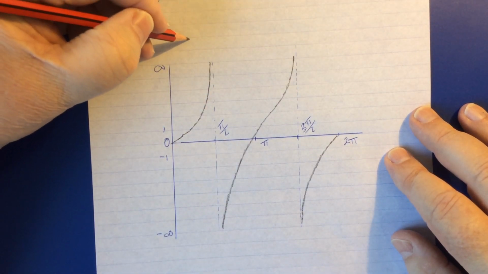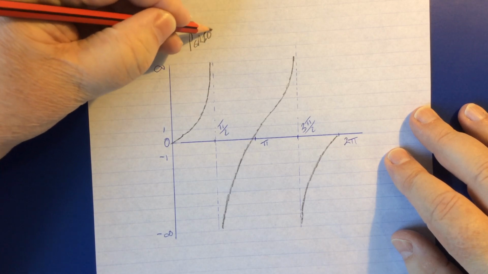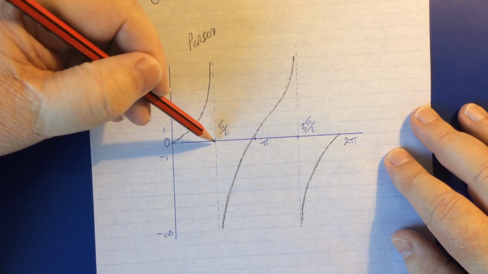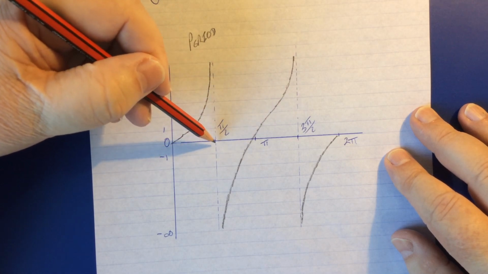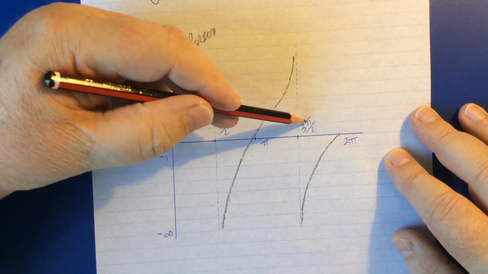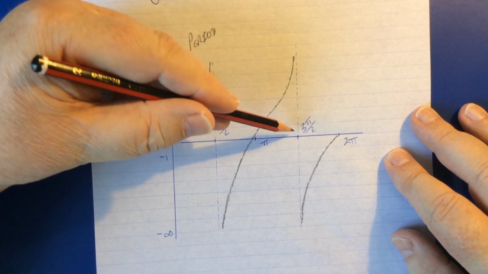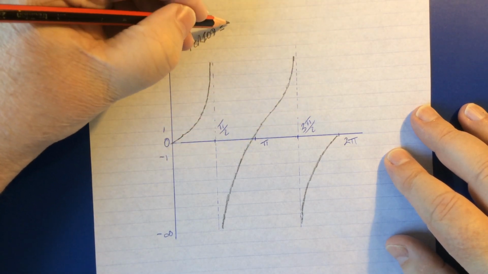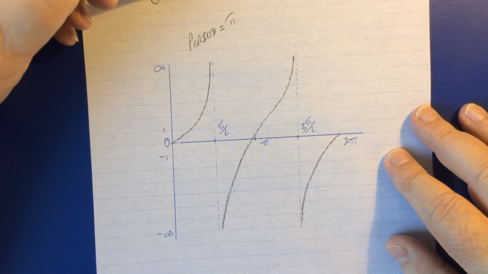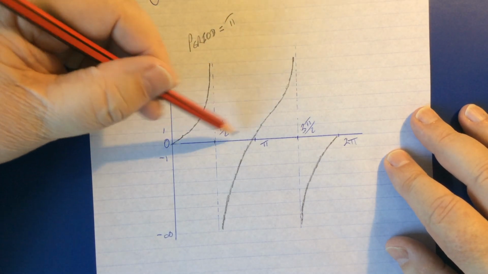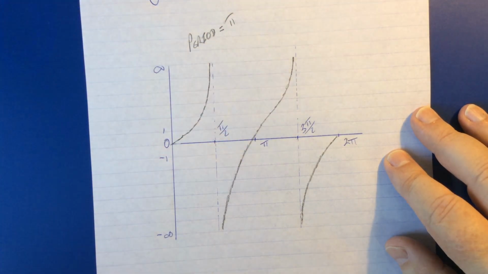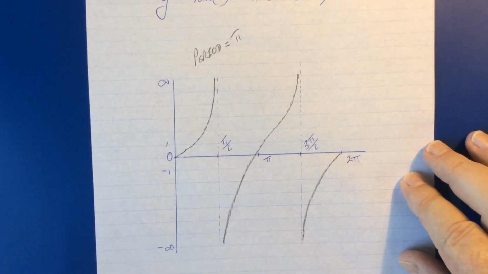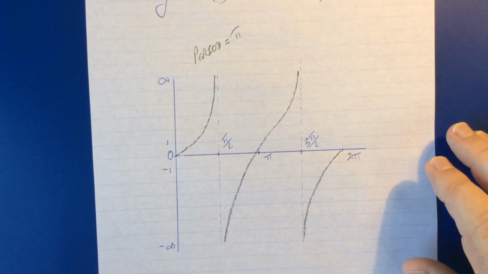The period of this, which is the distance that it takes to go through a full cycle, is pi. It is, for instance, from here to here. 3 pi on 2 minus pi on 2 equals 2 pi on 2, which equals pi. The period, for a standard tangent graph, is pi. It's this distance here, 180 degrees, which is half that of a standard sine or cosine graph. Okay, now other features.